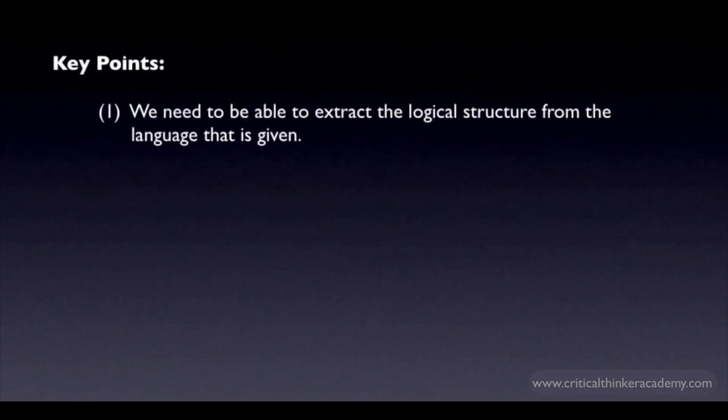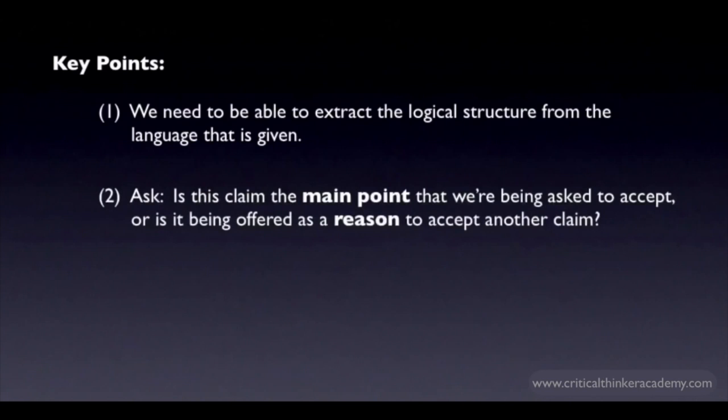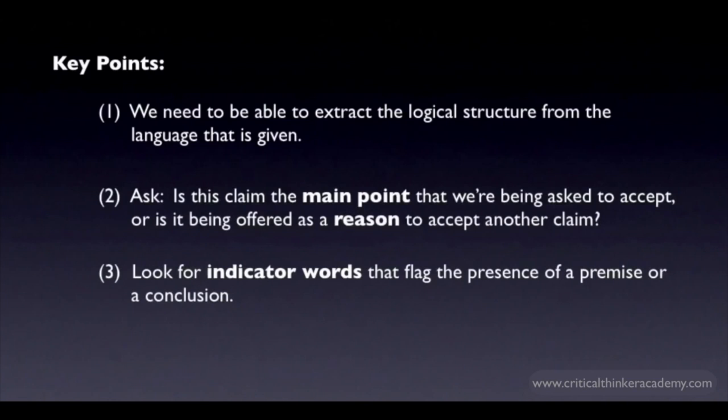Arguments in natural language usually aren't presented in standard form, so we need to know how to extract the logical structure from the language that's given. To do this, we look at each of the claims in the argument and we ask ourselves, is this the main point that the arguer is trying to convey, or is this being offered as a reason to accept some other claim? The claim that expresses the main point is the conclusion. The claims that are functioning as reasons to accept the main point are the premises. And finally, premises and conclusions are often flagged by the presence of an indicator word. And paying attention to indicator words can really help to simplify the task of reconstructing an argument.